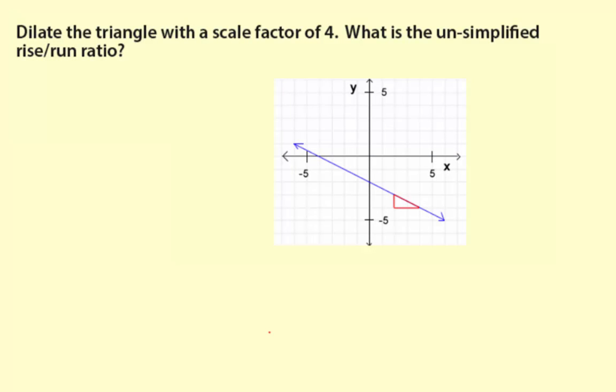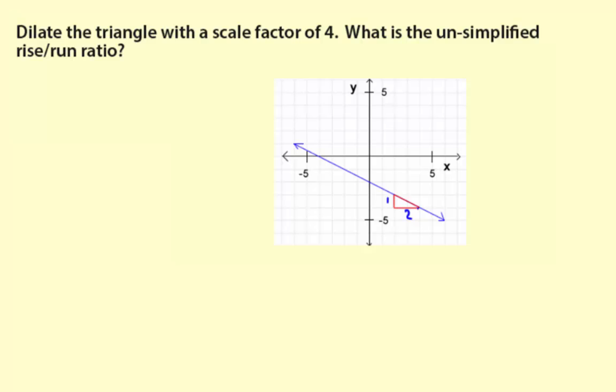Dilate the triangle with a scale factor of 4. What is the unsimplified rise to run ratio? Okay, so right now the triangle is 1 down and right 2.